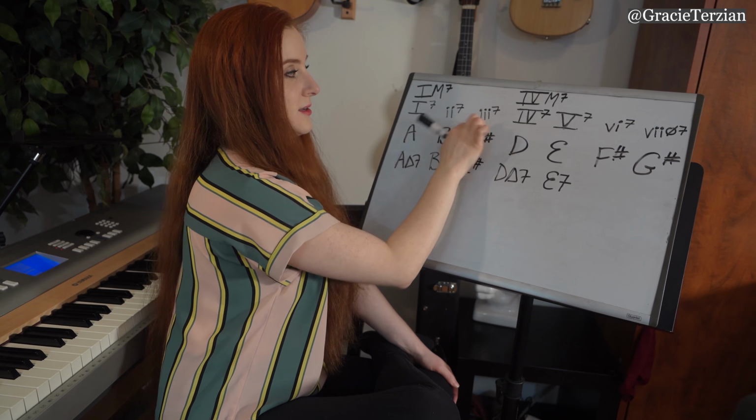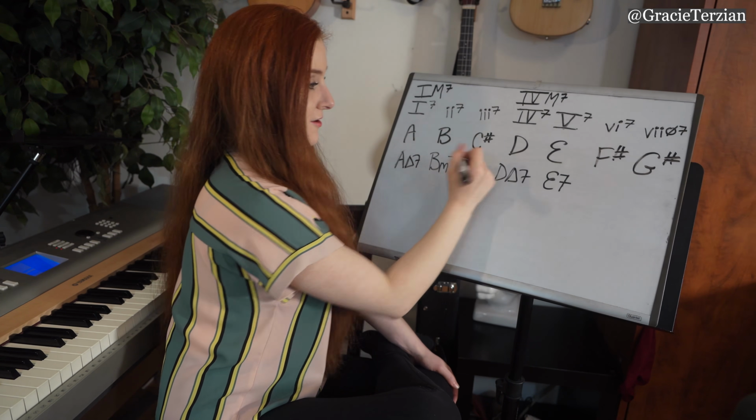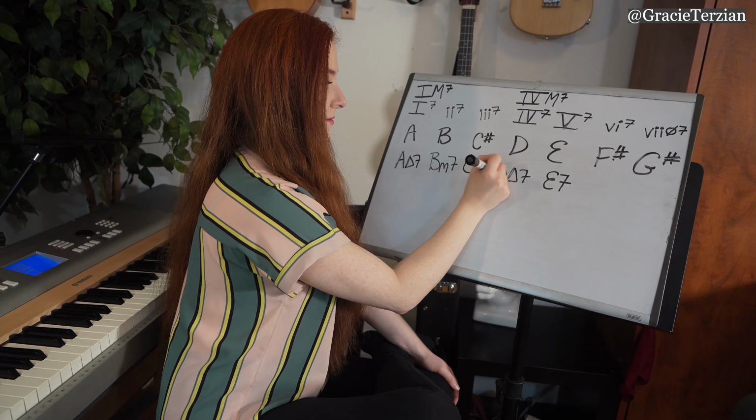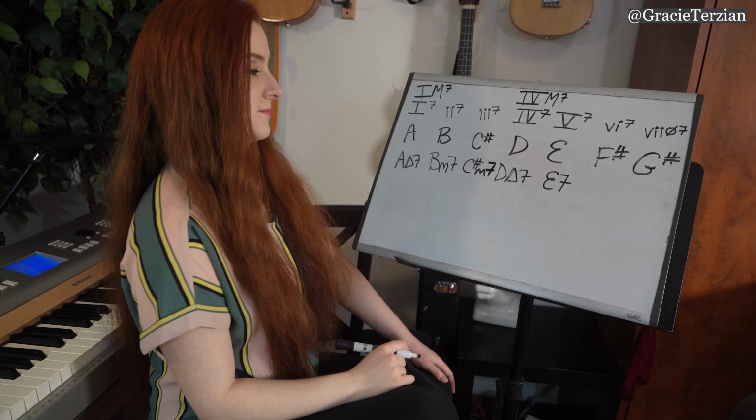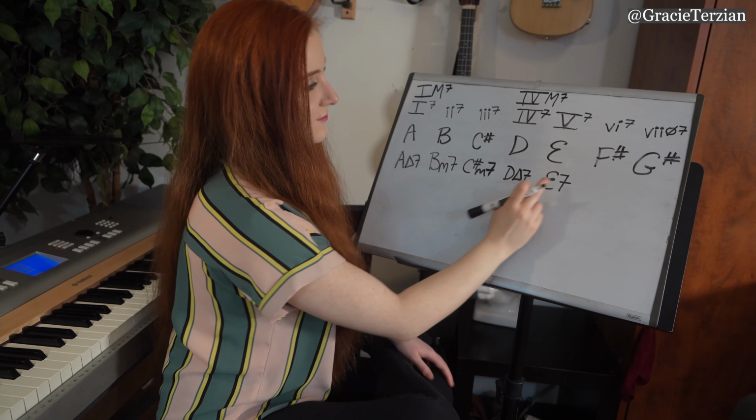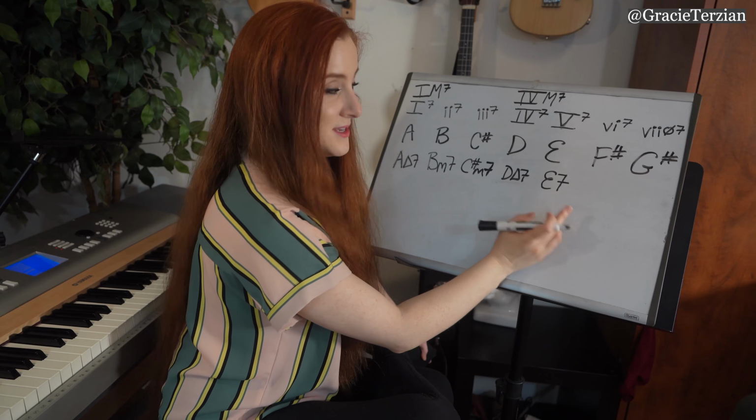And it's a lowercase 3, so that means it's going to be minor, right? Minor 7. So we have C sharp minor 7. We already determined this one is D major 7. This one is E dominant 7 or E7.